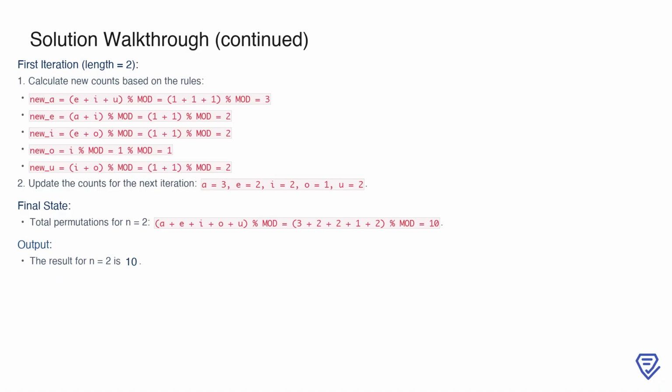These new counts are then used to update the values for the next iteration, so a becomes 3, e becomes 2, i becomes 2, o becomes 1, and u becomes 2. To find the total permutations for n equals 2, we sum up all these values: 3 plus 2 plus 2 plus 1 plus 2, giving us 10. Thus, the result for n equals 2 is 10.